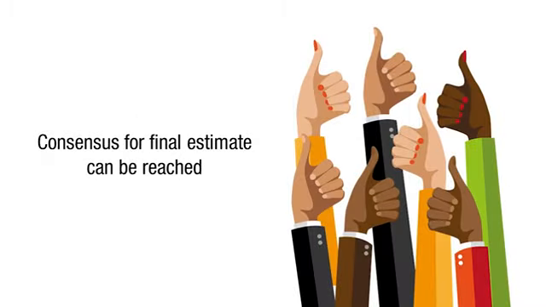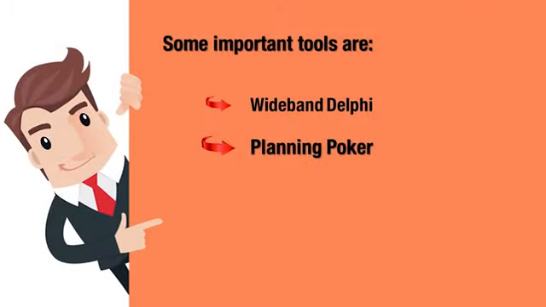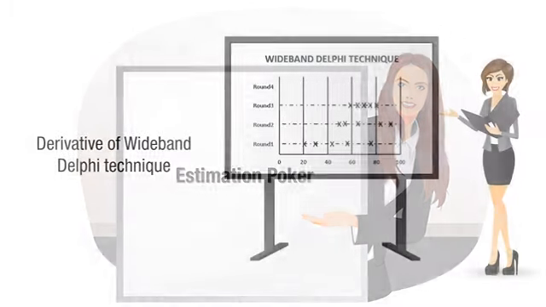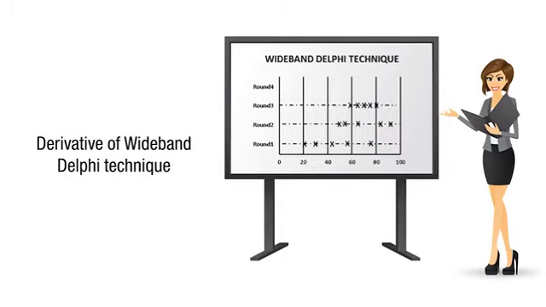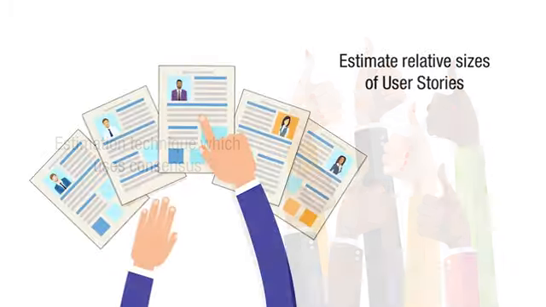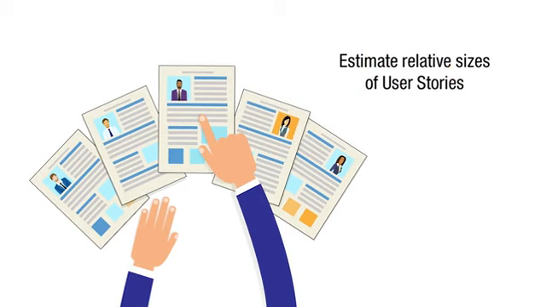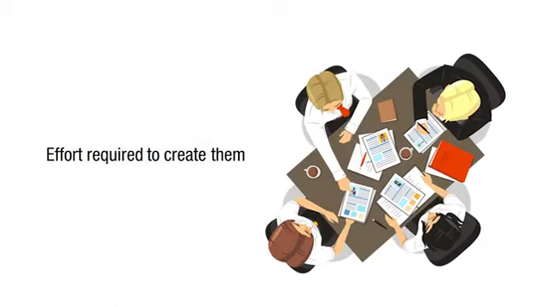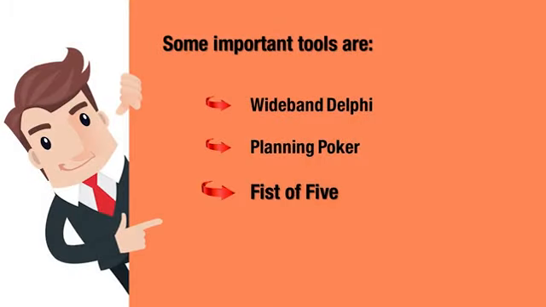The second technique is planning poker. It is also called estimation poker. It is a derivative of the wideband Delphi technique. This is an estimation technique which uses consensus to estimate relative sizes of user stories or the effort required to create them. Next technique is Fist of Five.